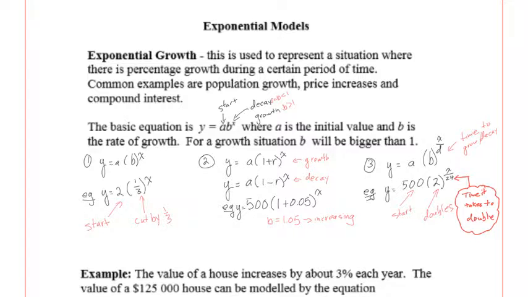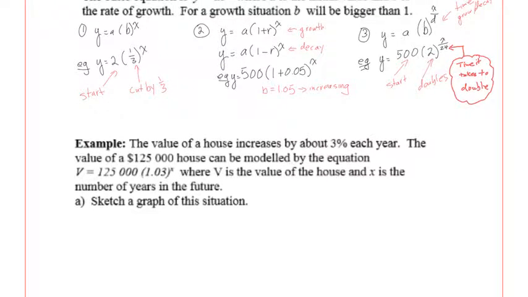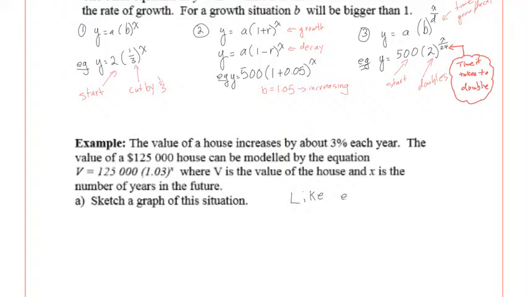Now let's take a look at the next problem. The value of a house increases by about 3% each year. The value is $125,000 for the house, and can be modeled by the equation v is equal to 125,000 times 1.03 raised to the x. So this equation is very similar to equation number 2 that we had up here, where 3% is represented as 0.03. And we use that in our equation.